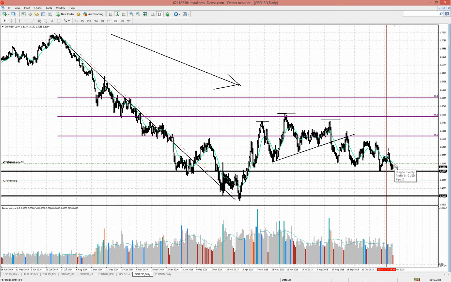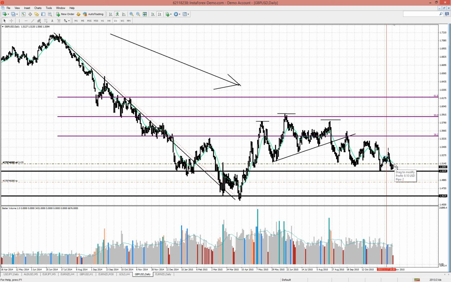I'm really expecting a retest of the lows in the next midterm. If we speak about the midterm perspective, I'm expecting a retest of this swing low, and later on probably going much, much lower. For example, next year, the pound can be much lower.